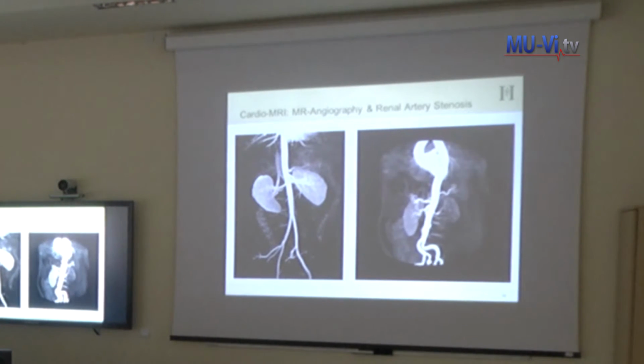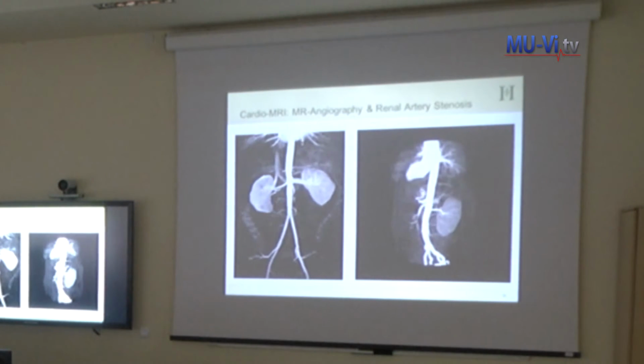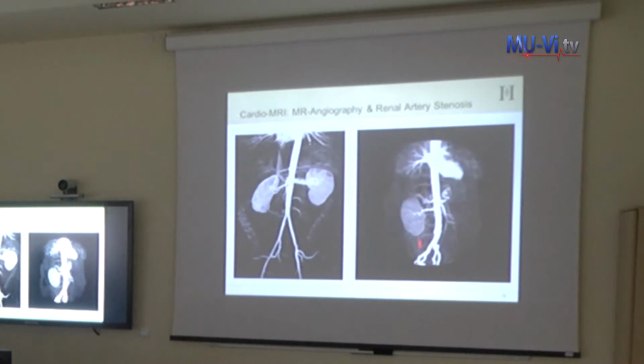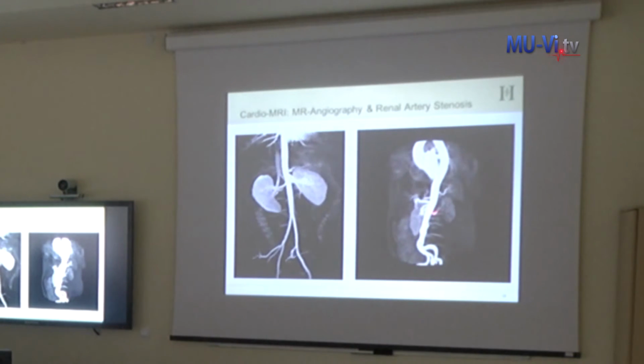This is MR angiography of the renal artery. So on the left-hand side, you see a stenosis of a renal artery over there.